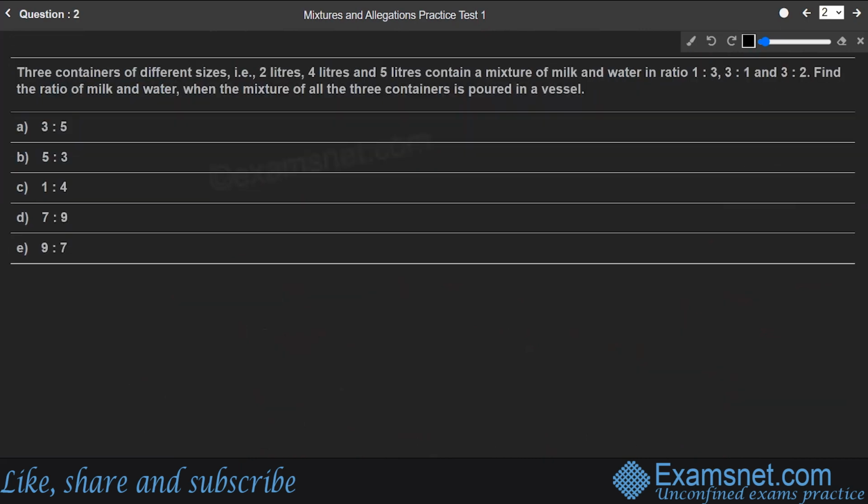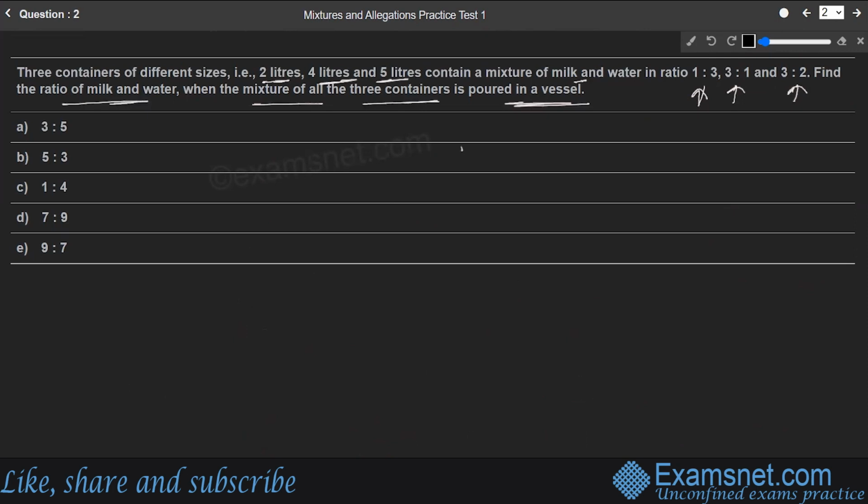Now, what does the second question say? Three containers of different sizes, that is 2 liters, 4 liters, and 5 liters, contain a mixture of milk and water in the ratios 1 is to 3 in one, 3 is to 1 in another, and 3 is to 2 in the other. So there are three different mixtures given, which have three different milk and water ratios. Okay, so they are saying find the ratio of the milk and water when the mixture of all three containers is poured in the vessel.